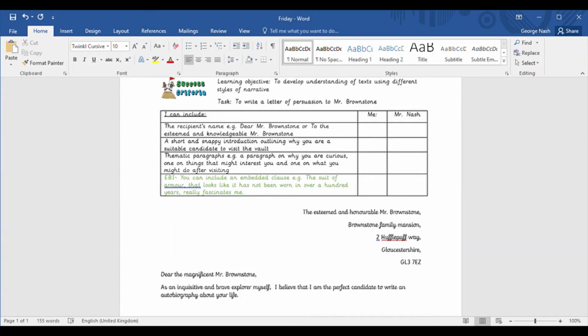Now you won't be doing the same as me, you are going to be writing about why you should get to visit the vault. So you're going to have to give him an immediate reason why you should visit the vault. So maybe describe something about yourself or something you and Mr. Brownstone have in common.